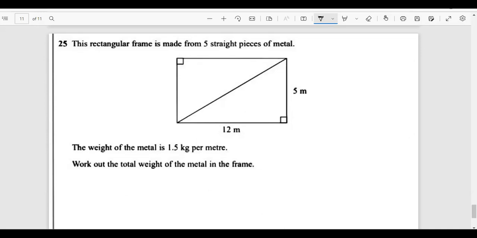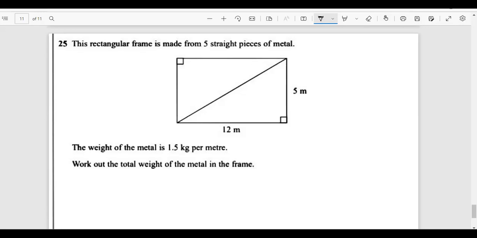Yes, think about it. The regular frame is made from 5 straight pieces of metal. The weight of the metal. Do you do 1 point? Oh, I see. Hold on. It would be. Do you find the area and then times that?